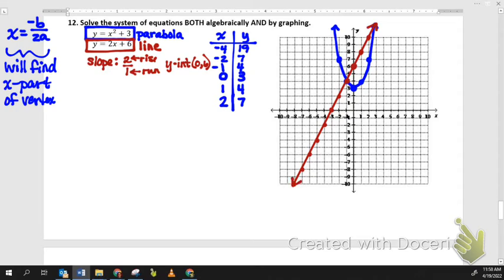Where would I be looking for solutions? Where they intersect each other. How many places are they going to intersect? 2 places. One of them I can see clearly right here. Where's the other solution happening? It's off the graph. Somewhere up here is my other solution.